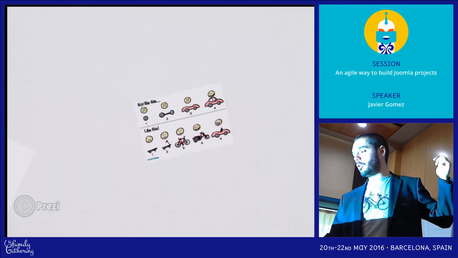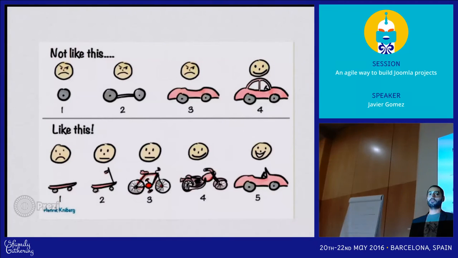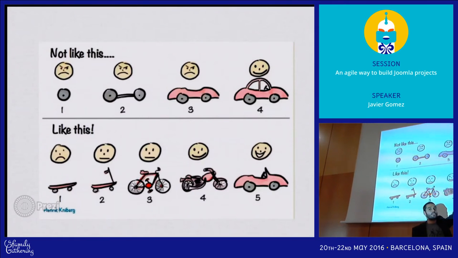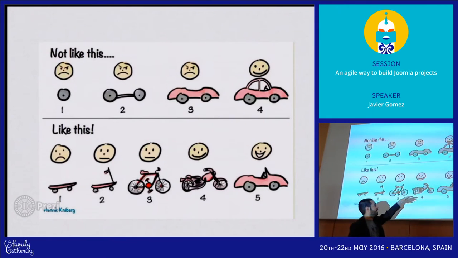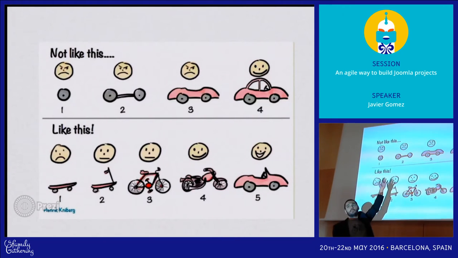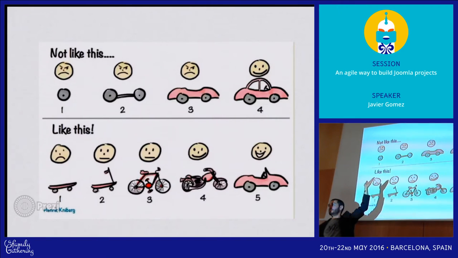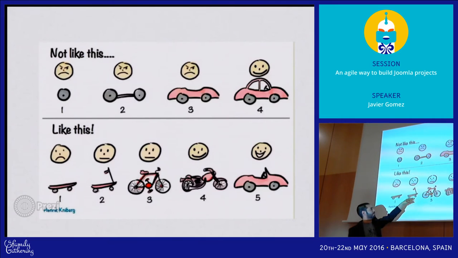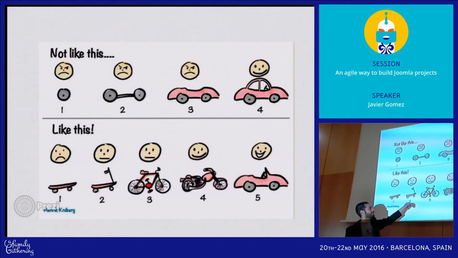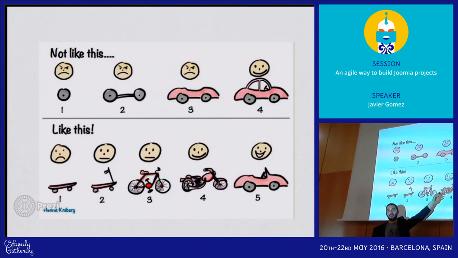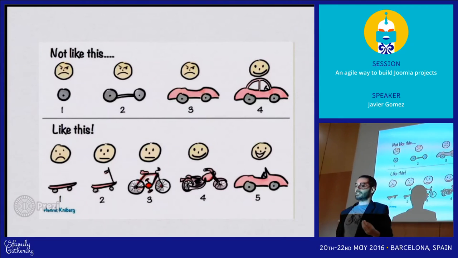Regarding the deliverable, let me show you what is a deliverable and what is not a deliverable. This is the customer. And let's say that we want to get Joomlaified, that it's like a car. If I deliver two wheels with a stick, this is something that the customer does not understand. It's not a deliverable. A deliverable is more like this, like a skate, I don't know the word for this in English. This is a scooter. Okay, scooter. Then a bike, then a motorbike, and then a car. This is something that makes the customer happy because he can understand what we are delivering.